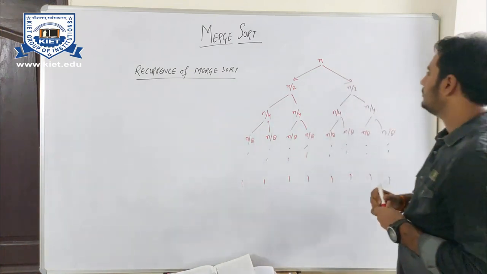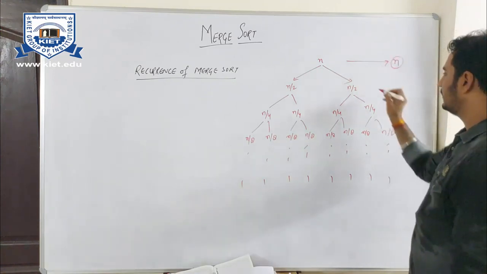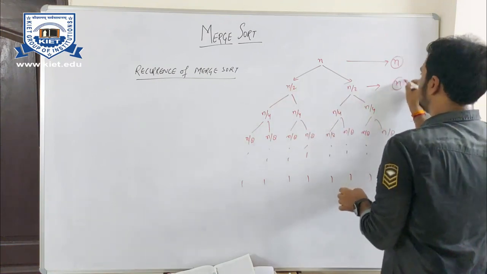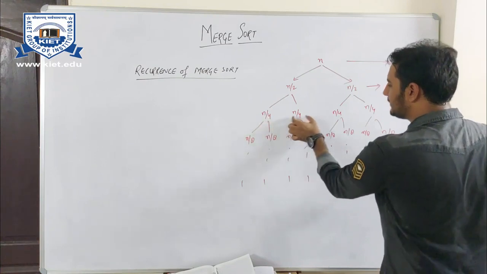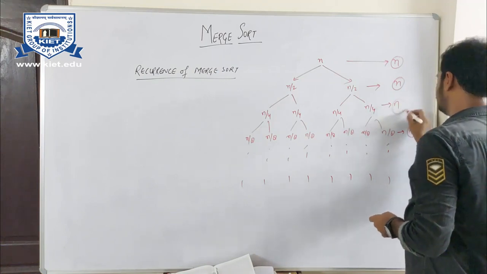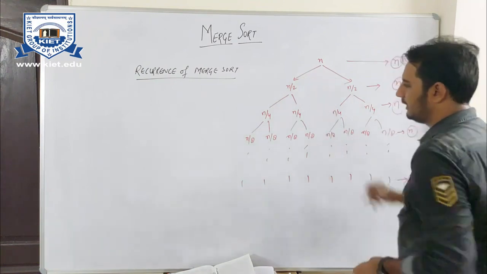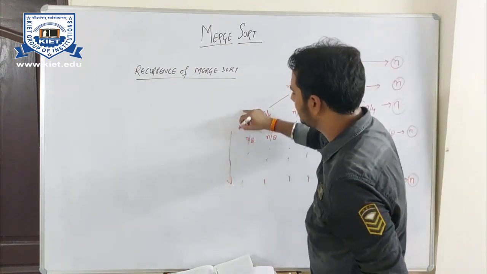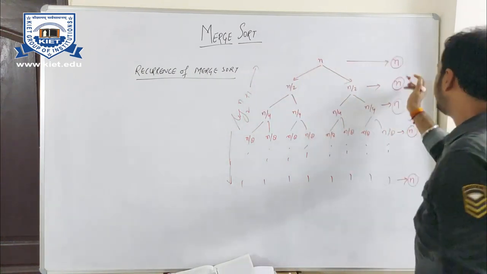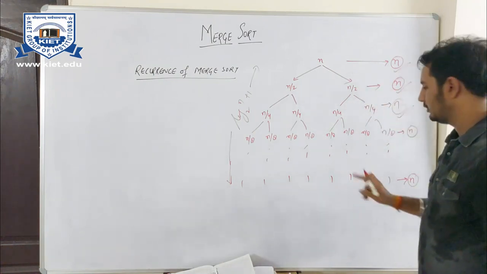Now you see on this step the total size of the problem is n. In the next step the total size of the problem is n by 2 plus n by 2, that is n. Here also n by 4 plus n by 4 plus n by 4 plus n by 4, which is n. On the next level also n. On the last level also n. This is a binary tree and we know the height of a binary tree is log n plus 1, and the cost to solve the problem on each level is n.